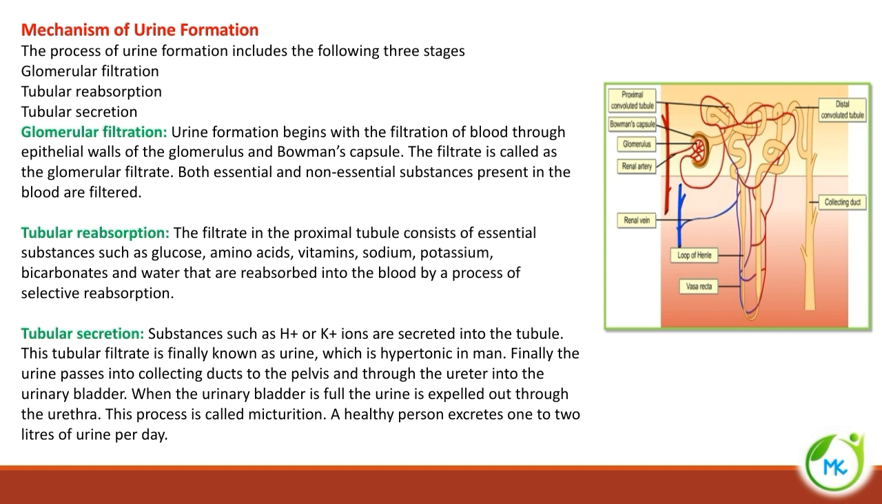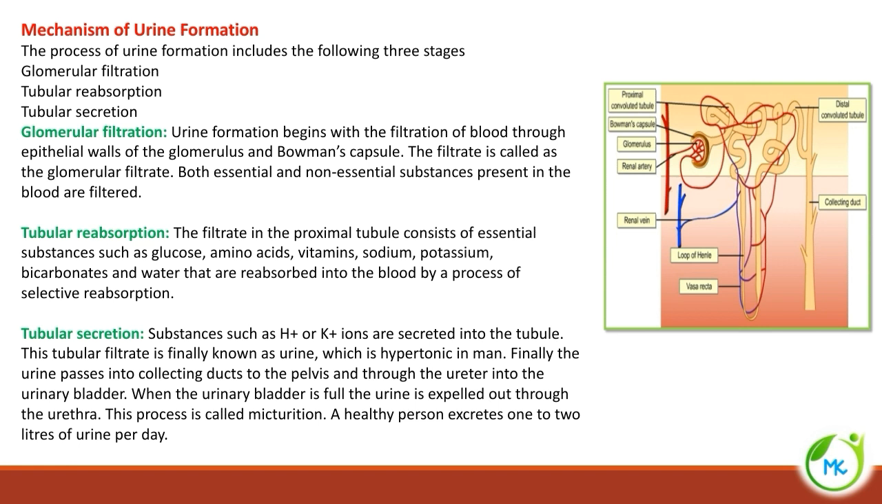And finally the urine will pass through the collecting ducts to the pelvis and through the ureter into the urethra, and the process of excreting out the urine is referred to as micturition. A healthy person excretes, again note this down, 1 to 2 liters of urine per day. So this is about the mechanism of urine formation.